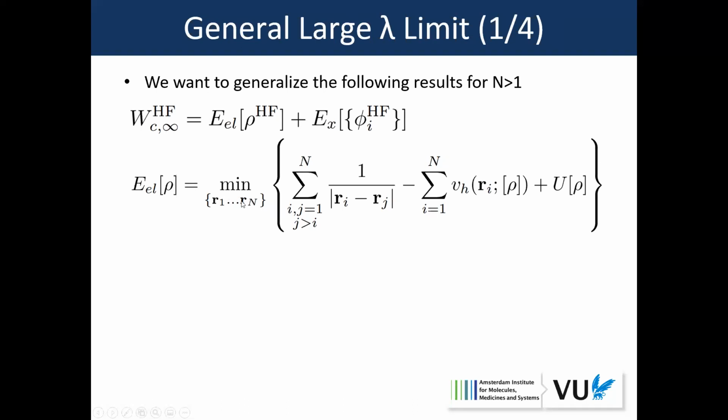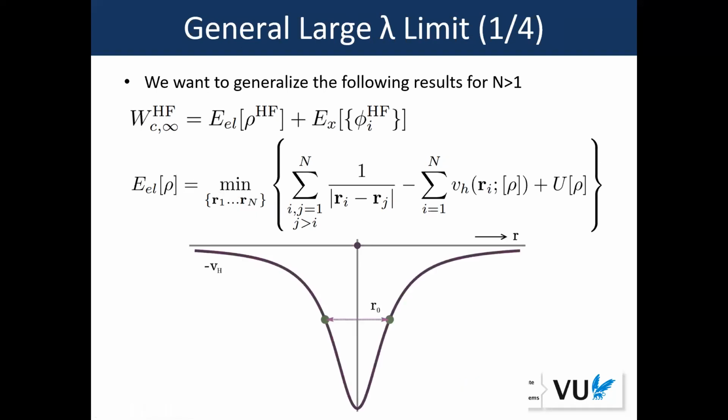This is just a classical minimization strategy, and what you will get, for example, for helium, you get this graph where the electrons will not be at the bottom because they have a repulsion, they will be slightly higher on opposite sides symmetrically.